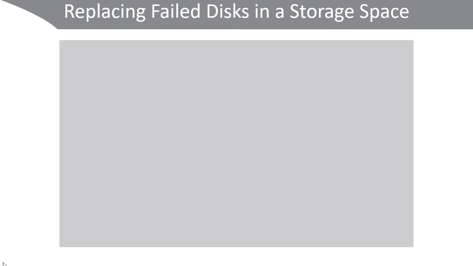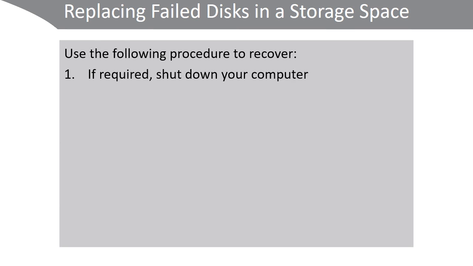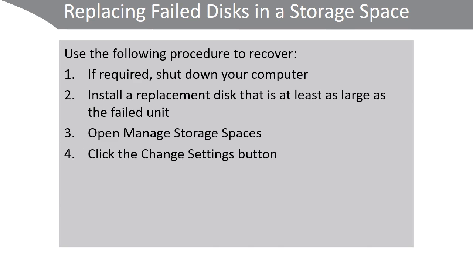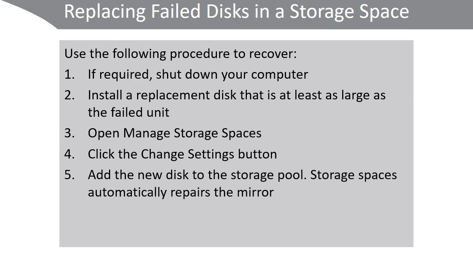If you experience a failure of a disk in a storage space, use the following procedure to recover. If required, shut down your computer. Again, your disks may be hot swappable. Install a replacement disk that's at least as big as the failed unit. Open Manage Storage Spaces. Click the Change Settings button. Add the new disk to the storage pool. Storage Spaces automatically repairs the mirror. Then remove the failed drive from the pool.